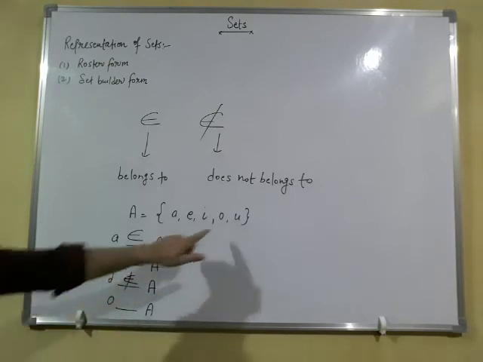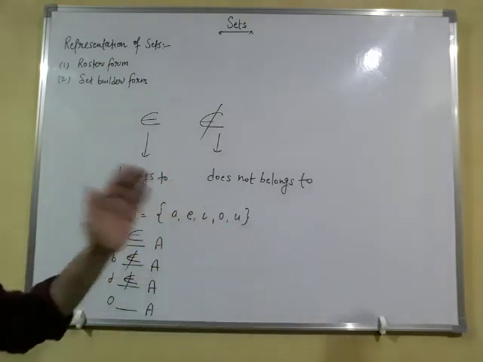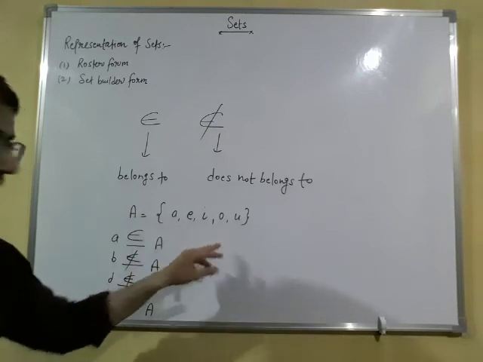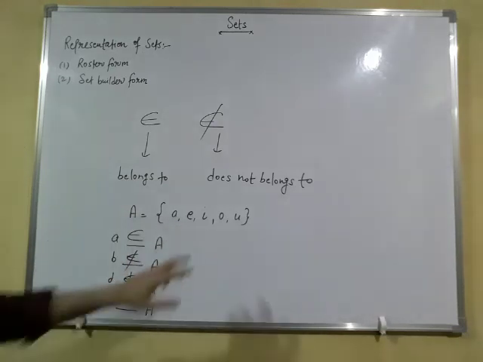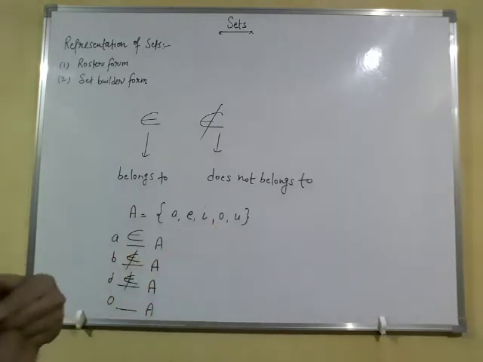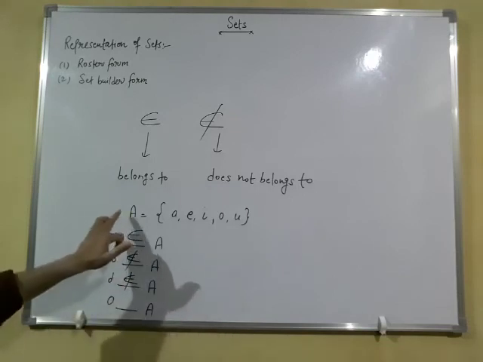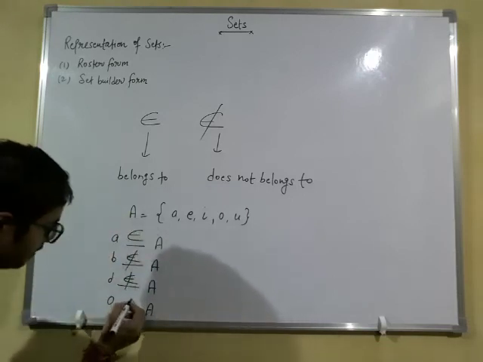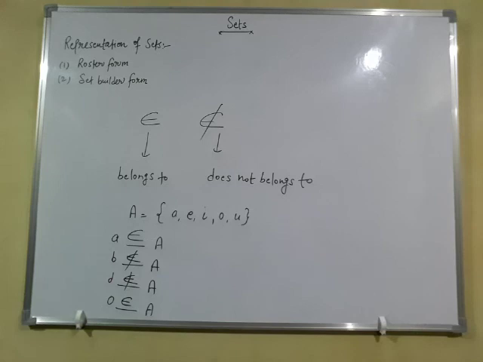And o. o is a member. o is an element, or o is an object of set A. Therefore it will definitely belong to A. Okay, and all the rest of the things I have discussed through these two videos, and I hope now you can easily solve exercise 1.1 questions number 1, 2 and 3.